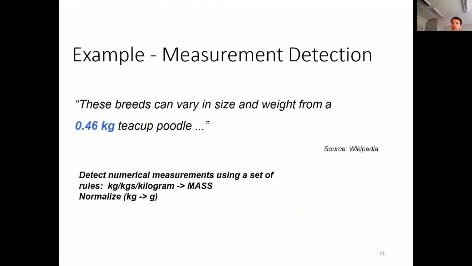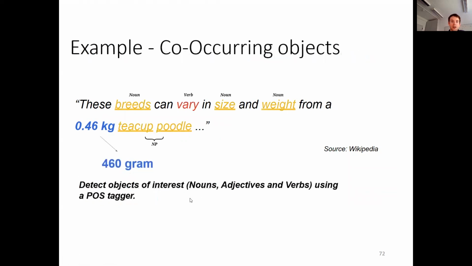But let's go back to the actual quantities. So what is the technical approach? Given a sentence like "these breeds can vary in size and weight from a 0.46 kilogram teacup poodle", the first step is to detect numerical measurements by a set of rules, so like kg is kilogram, which indicates that the quantity type is mass. Quantities are normalized, so here into grams.